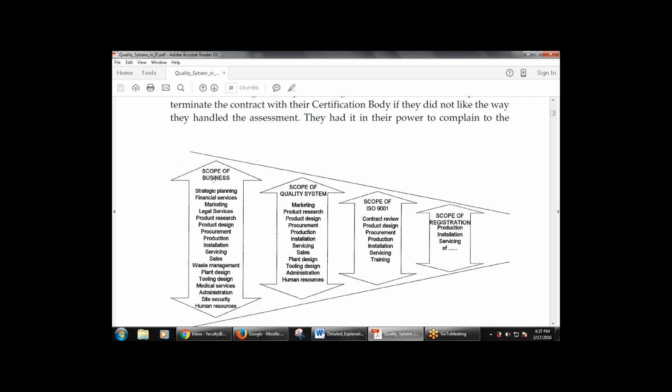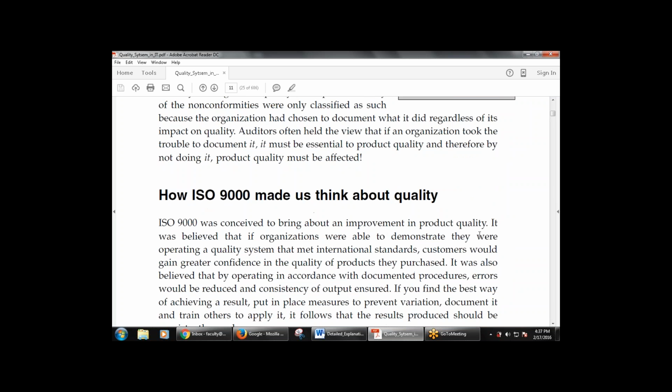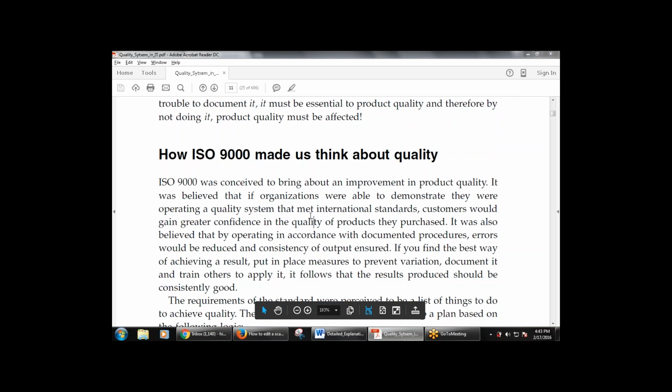These are the scope of the business, the scope of the quality system, the scope of ISO 9000, the scope of the registration. Now, how did ISO make us think about quality? Why are we talking about quality in ISO 9000? The next part is how ISO made us think about quality, that is, how quality will be improved while we are talking about the ISO 9000 standards.